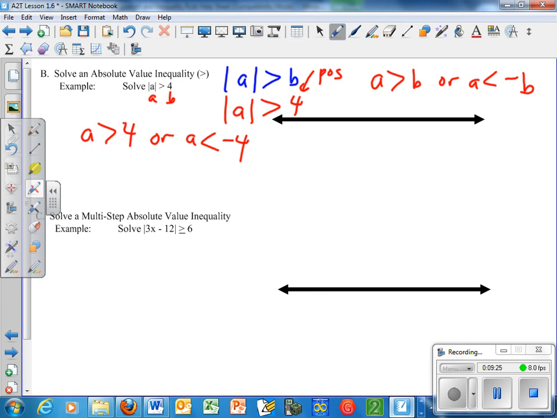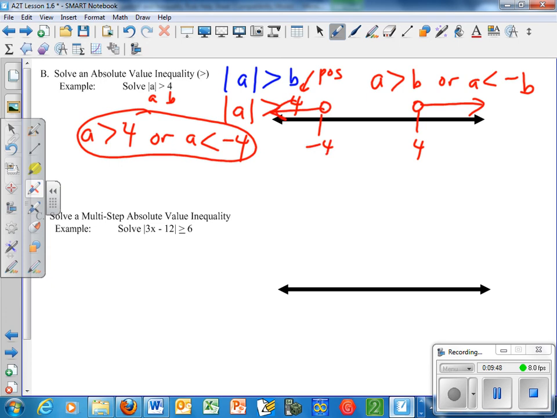Okay, now how do we graph that? So that would be the solution, because A is by itself. Again, if you have an expression inside there, then you have to solve each part of the OR, like we looked at earlier with solving the OR statement. Okay, this one, A is by itself on both parts of the OR. So A is bigger than 4 would be here, going that way, and less than negative 4, and going that way. So there's what that graph would look like.